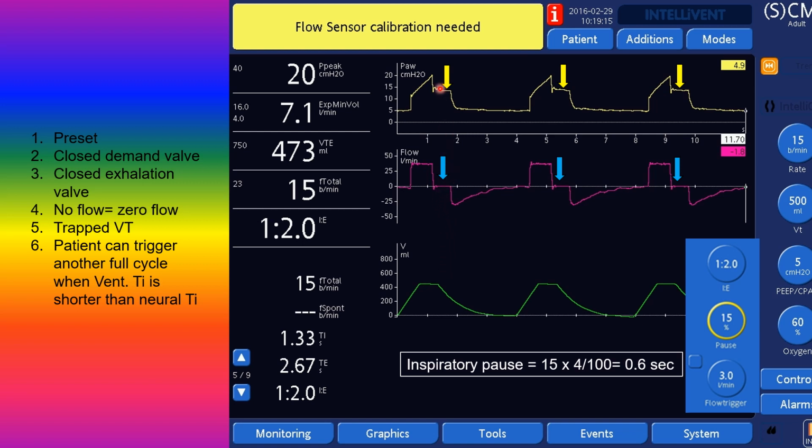Here is another important point. If the inspiratory time of the ventilator is short and the neural inspiratory time of the patient is long, he can trigger another wave during this pause.